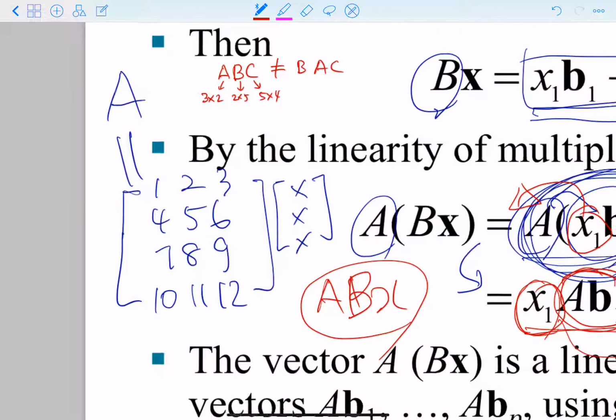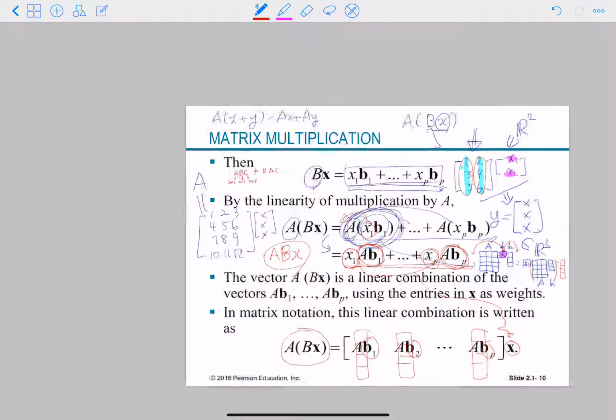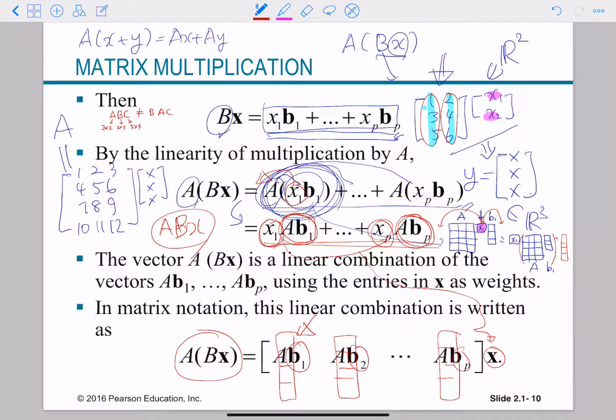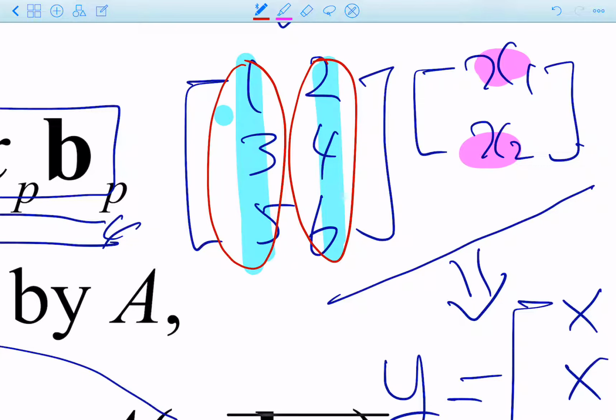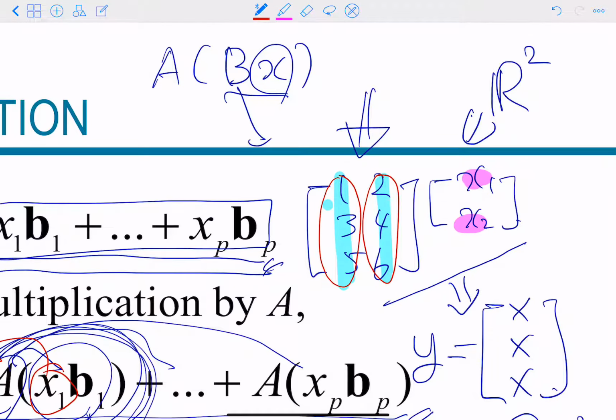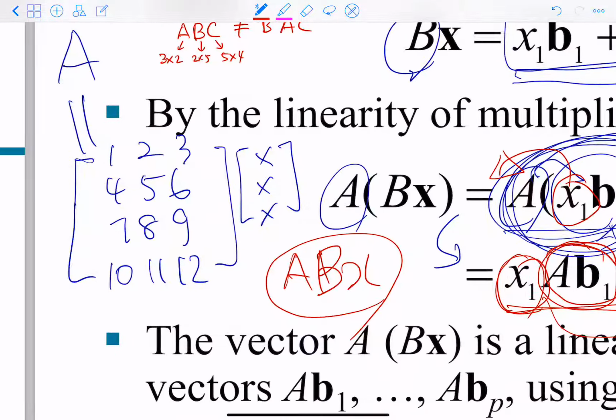Okay, so that will form one particular column over here, and then we just concatenate. We aggregate these columns, which are the output of these columns of B through the mapping of A.